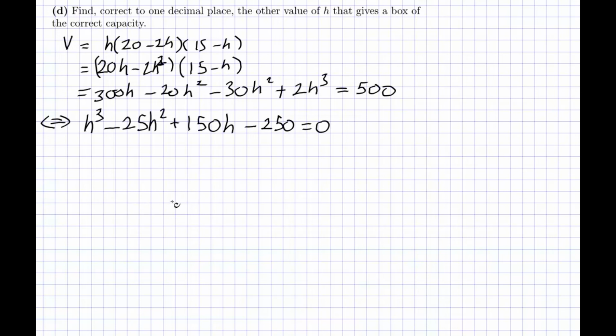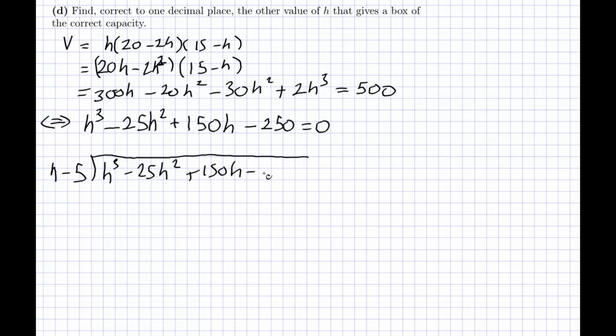Now I know that h is equal to 5 is a valid solution here, so I can do some algebraic long division. So there's h minus 5. Remember, this is the factor form of the root h equals 5. I'm dividing that into all of this, the h cubed minus 25h squared plus 150h minus 250. So first of all, h into h cubed goes h squared times. H squared times h is h cubed. H squared times minus 5 is minus 5h squared.